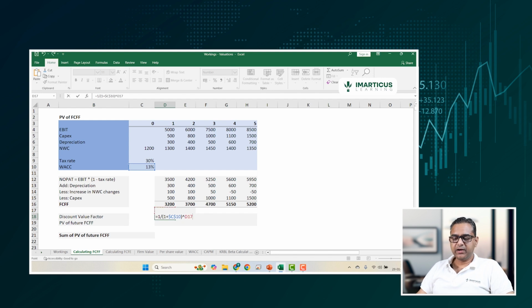So the present value of future free cash flows would be discount value factor into free cash flows to the firm. And we can do the sum of this to find out the sum of PV of future free cash flows to the firm. So this is how we calculate free cash flows to the firm and present value of future free cash flows.